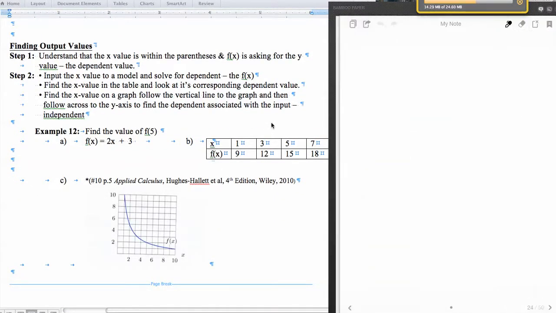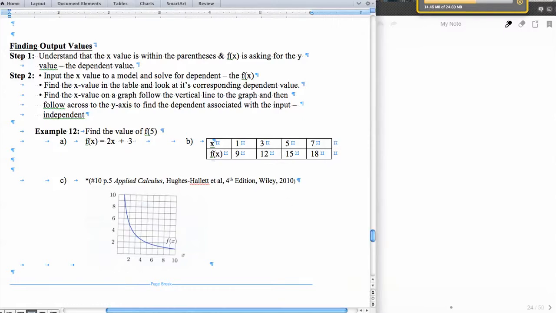All right, our next task is to find output values when we have input values. So first of all, we understand that the x value is within the parentheses, and when we say f of x, we're asking for the y. We're going to input x values to the model and solve for the dependent value, the y value, the f of x value. If we find the x value in the table, we can look at its corresponding dependent value, or we can find the x value on the graph, follow a vertical line up, and find where it goes to on the dependent axis.